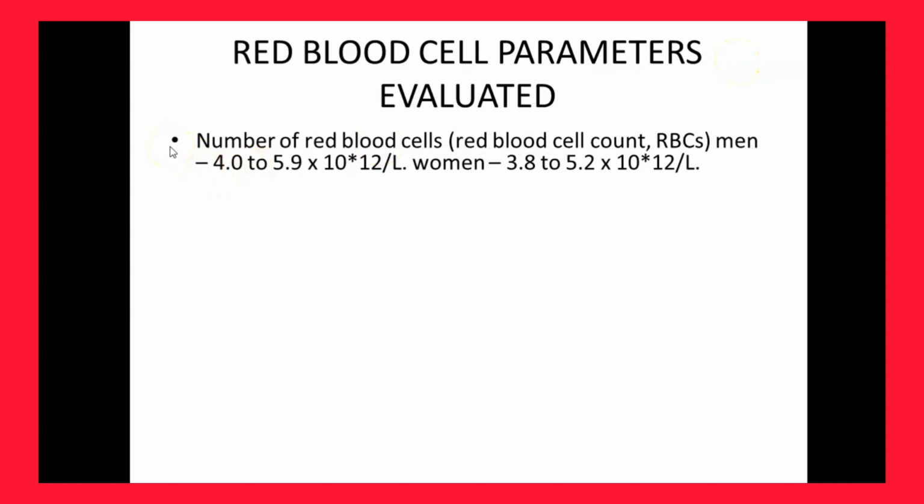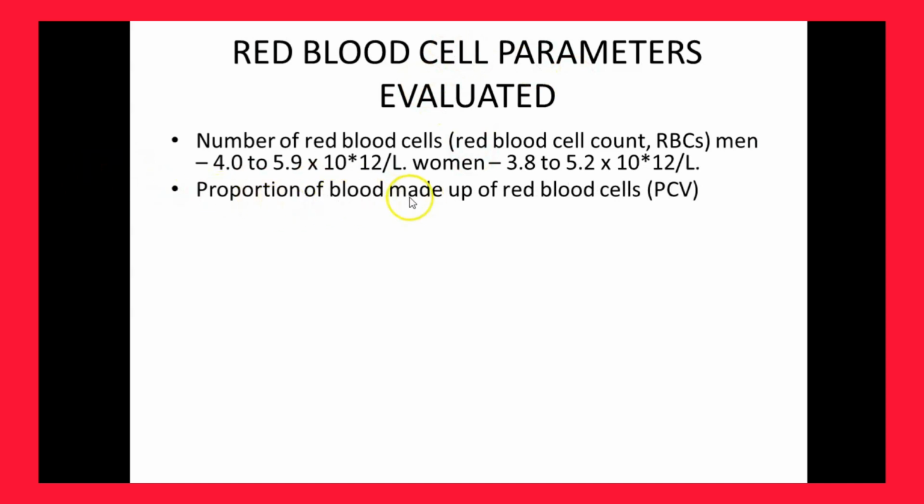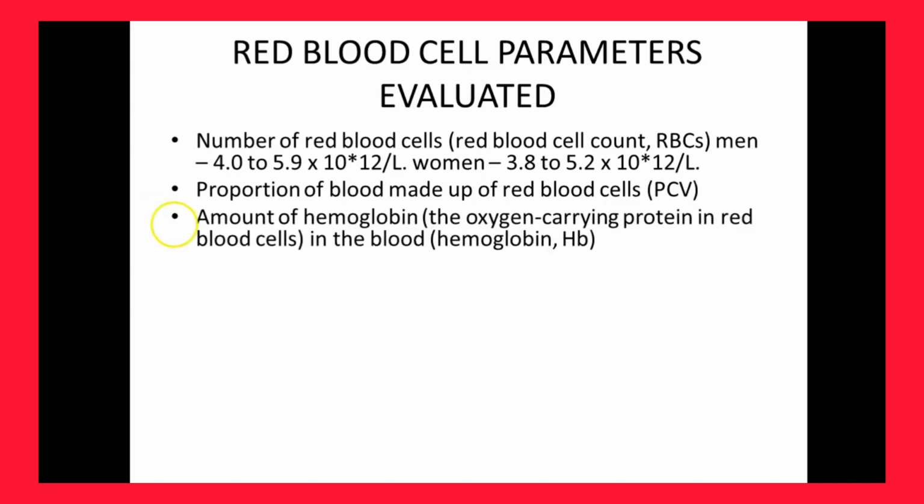Then you can also do the counting, the red blood cell counting, and for men, that's the value you find. Women's levels are lower in the number of red blood cells. There is also the PCV, packed cell volume, where you compare the proportion of the red blood cells to the total volume of the blood, and usually men have up to 45% or more, while women have less, to about 38%, and it is used in diagnosing anemia.